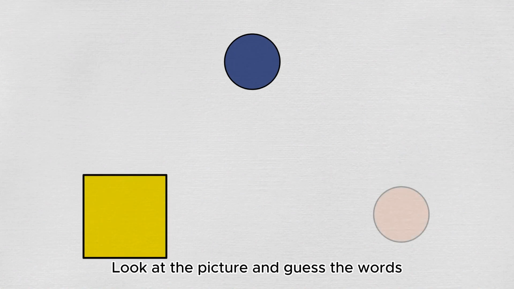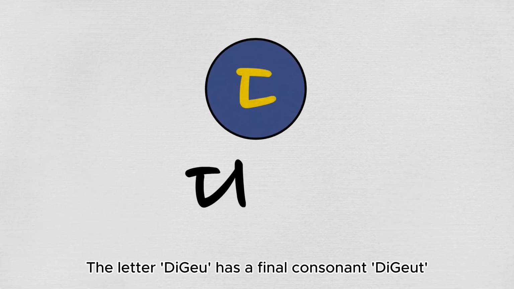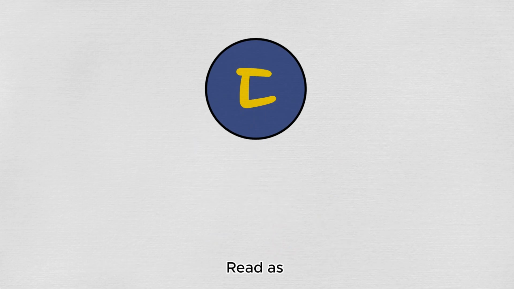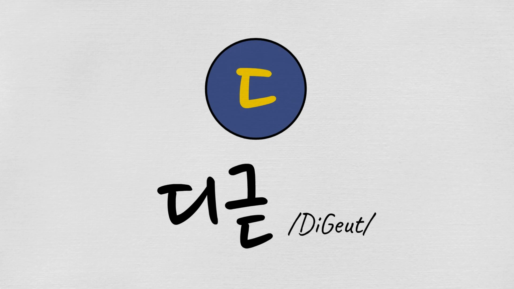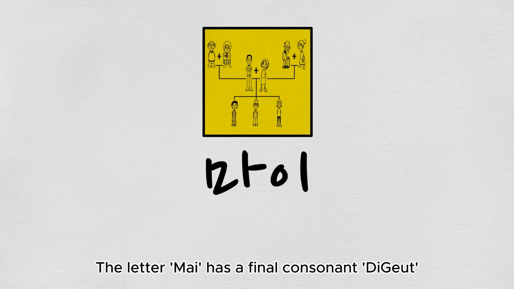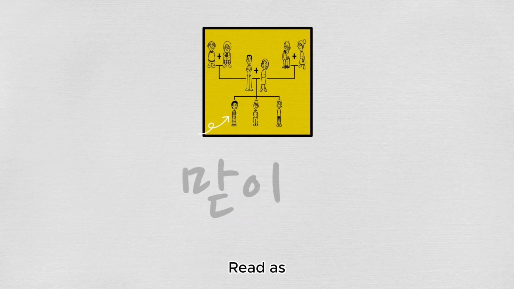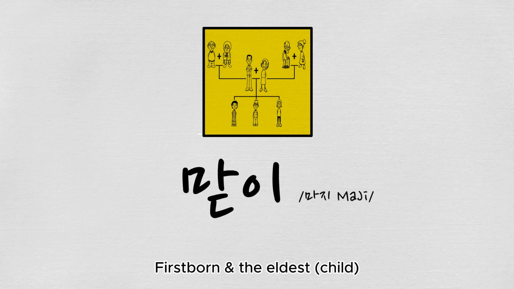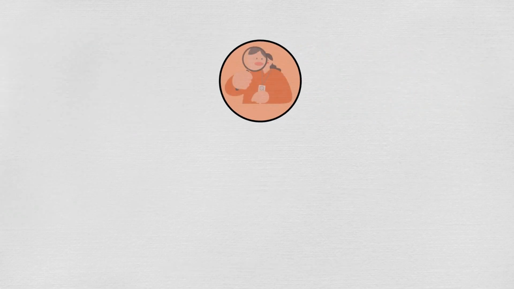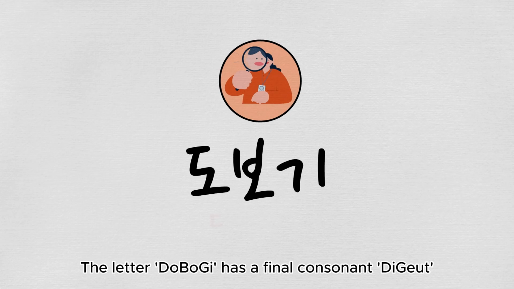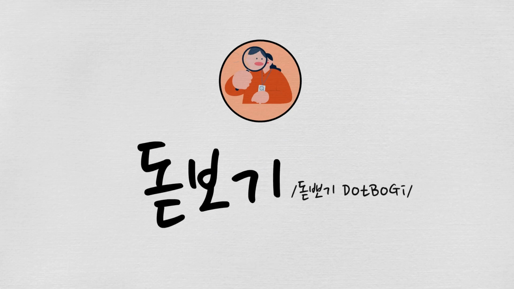Look at the picture and guess the words. The letter 디귿 has a final consonant. It's read as 디귿. The letter 마이 has a final consonant 디귿. It's read as 맏이, firstborn or the eldest. The letter 도보기 has a final consonant 디귿. It's read as 돋보기, reading glasses. 돋보기.